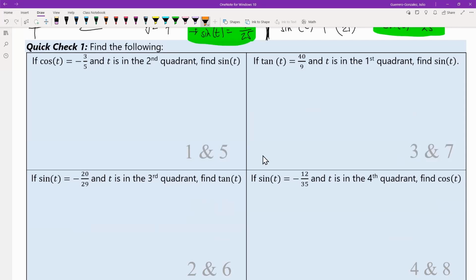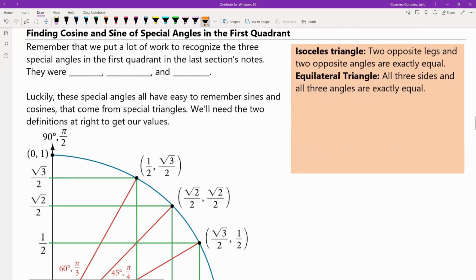I'm going to get you guys to do some of these for practice. But now, here we go. We now know how sine and cosine work, where they come from. The cosine is sort of the fraction between the radius of the circle and its horizontal distance, and the sine is going to be the radius of the circle divided by its vertical distance.